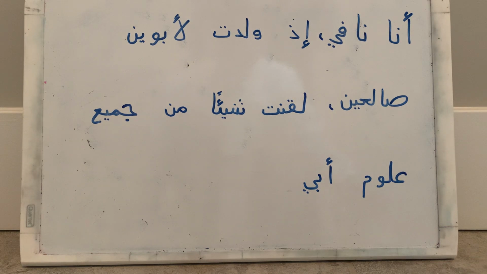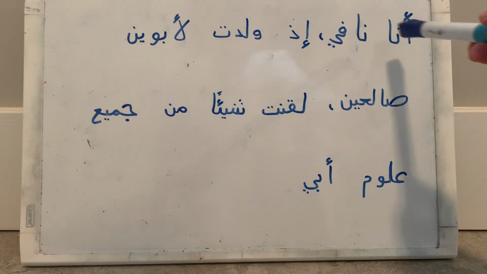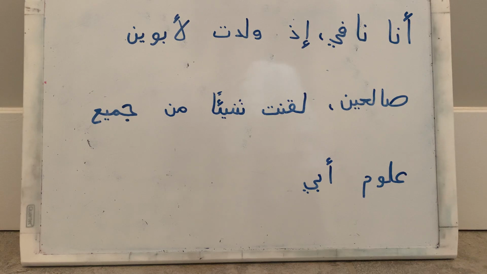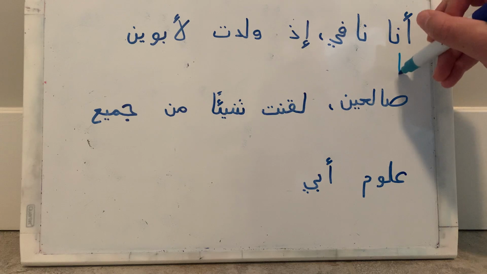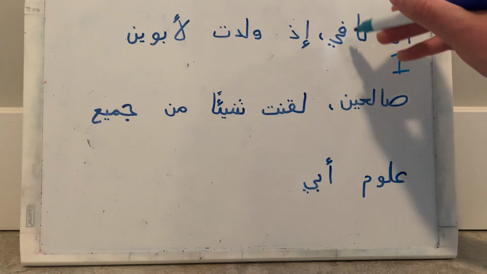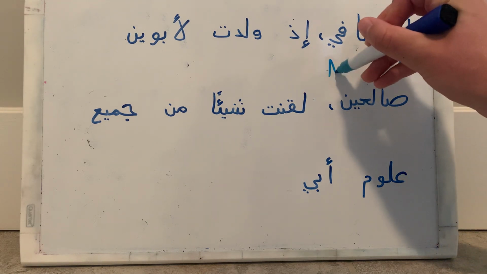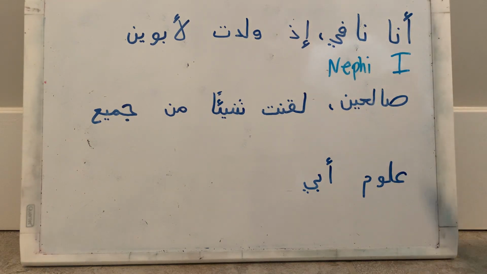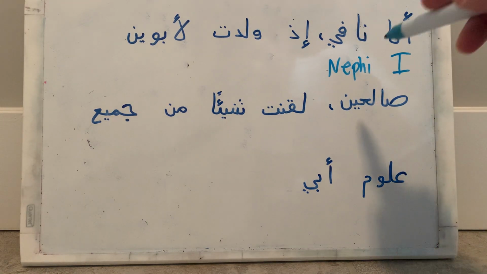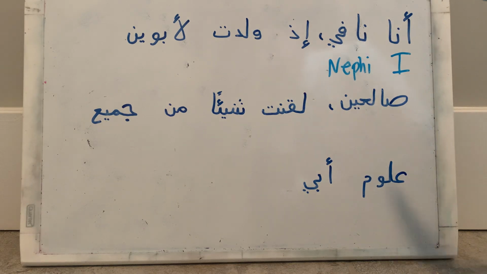Okay, so right off the bat, we got ina Nephi. I'll try to go through this as fast as I can so it doesn't take forever. Ina in Arabic means I. That's a word you should really learn. It means I, and Nephi means Nephi. So, I, Nephi. This is where it gets confusing. This is just a comma right here, if you didn't know.